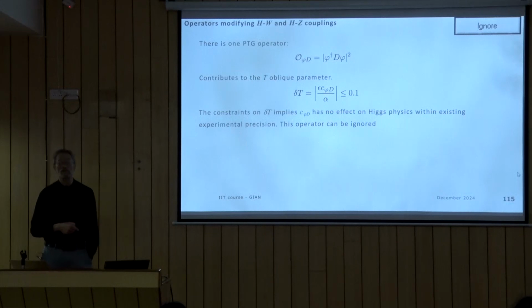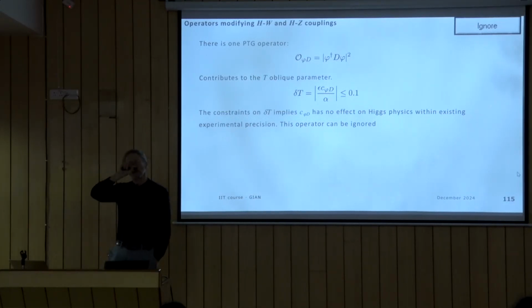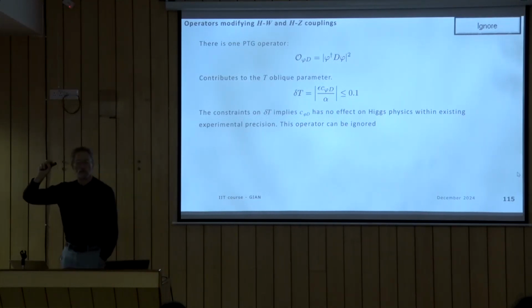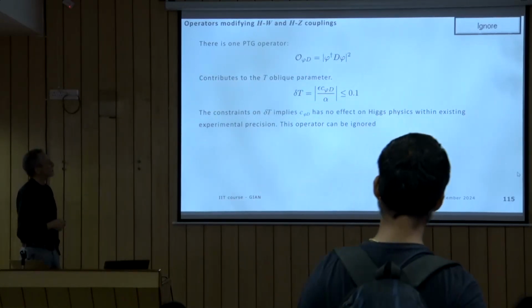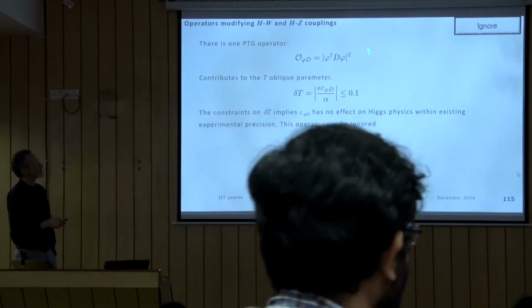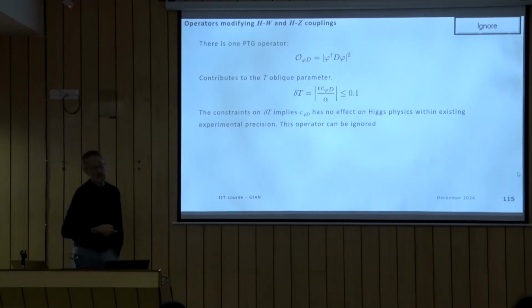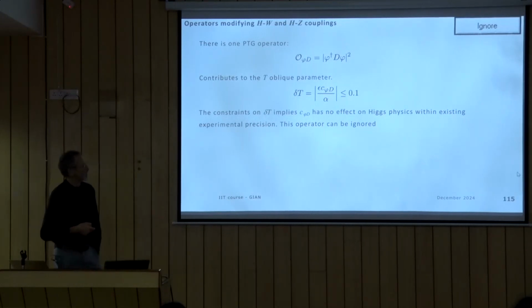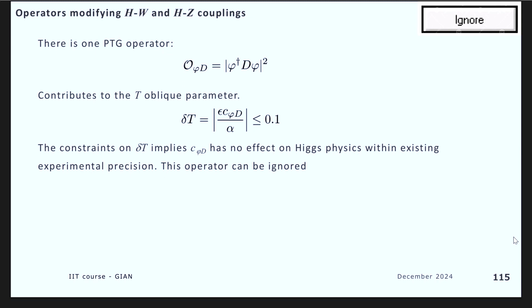Therefore, that makes a change in the canonical relationship where MW is MZ times the cosine of the weak mixing angle. That relationship is modified by the presence of this operator. And the difference has a name: it is the oblique T parameter. In the standard model, the oblique T parameter is 0 at tree level.